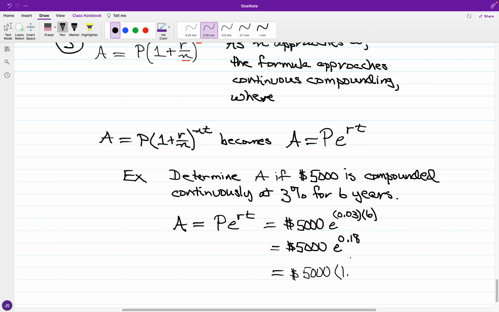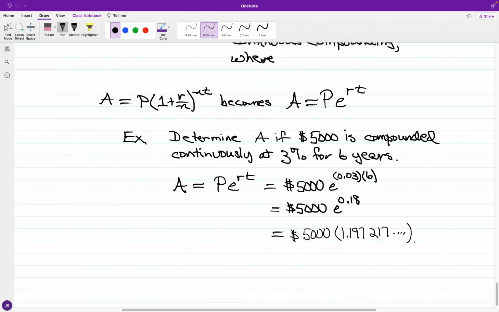So you have about 1.197217, and just keep the digits and multiply by $5,000. So you have right at $5,986.09.